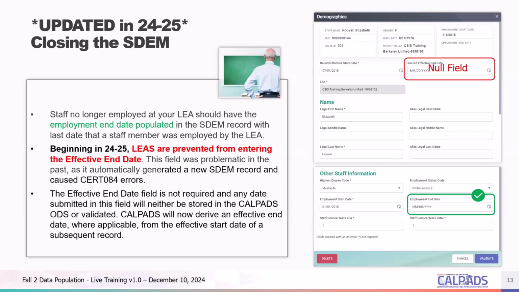Formerly, the effective end date would be populated for demographic changes that require subsequent SDEM records to be reported, and these are changes in things like name or gender. However, beginning in the 24 to 25 academic year, LEAs are prevented from entering an effective end date, and it is now a null field, neither stored in CALPADS nor validated. This means that it is vital to close the SDEM records for all staff no longer employed by your LEA by populating the employment end date field of the SDEM record in Fall 2.